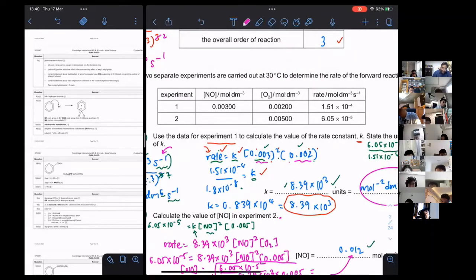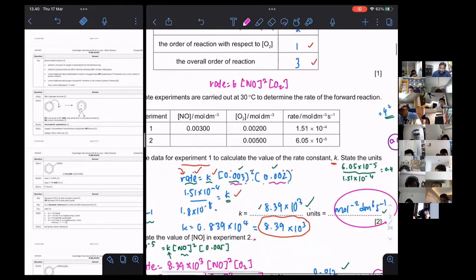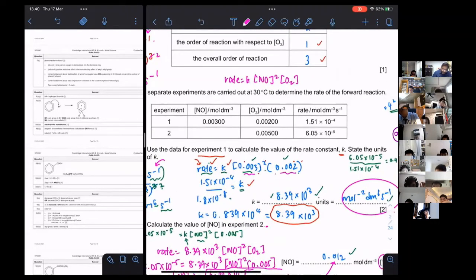If you look at the rate equation, rate equals K times NO to the power of 2 times O2. Now, if you look at the information that I have, the first thing: 0.002 to become 0.005, I need to times what? Sharon, can you calculate for me? Times what? So how to find? 0.005 divided by 0.002 is 5/2, which is 2.5, correct. So 5/2, which is 2.5.